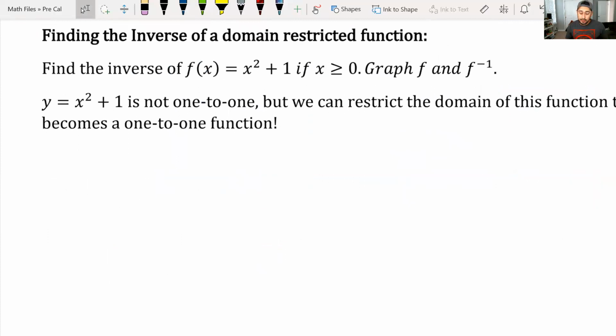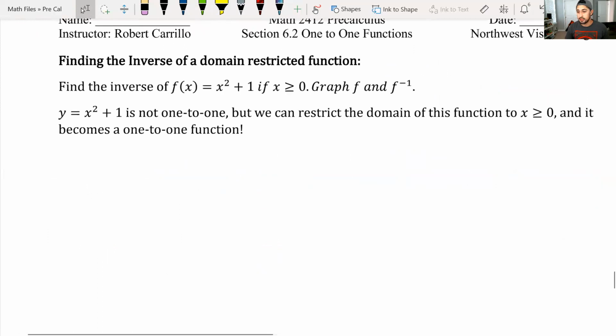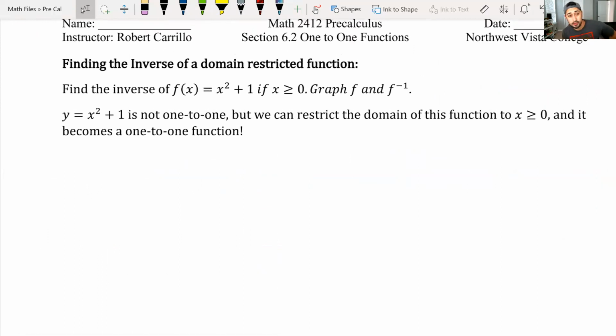Now, we come to the last page and probably the most important part of this whole notes section. Again, all of this was just a refresher. So on the very first page, we saw that x squared was not 1-to-1, which means it cannot have an inverse. Well, we are able to restrict any function's domain.